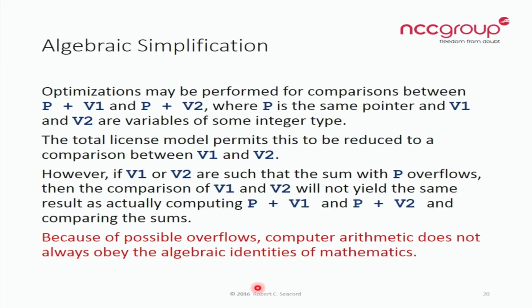So the actual optimization involved is simply algebraic simplification. So optimizations can be performed for comparisons between some pointer p and some value v1 and p and some value v2, where p is the same pointer and v1 and v2 are variables of some integer type. So basically, the total license model permits that to be reduced to a comparison between v1 and v2. But if either of those values are such that the sum with p overflows, the comparison of v1 and v2 doesn't produce the same result as actually computing the values and comparing the sums. So the interesting generalization there is that because of possible overflows, computer arithmetic doesn't always obey the algebraic identities of mathematics. So the good news about the C language is it is mathematically based. It's just not the same mathematics that you learned in elementary school.